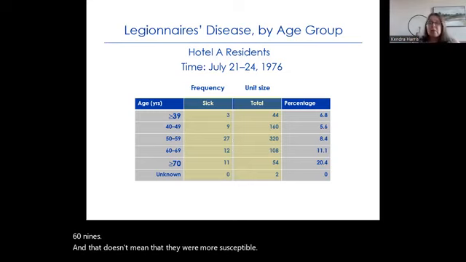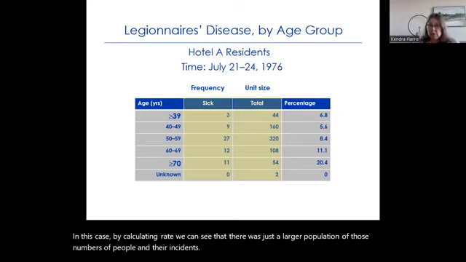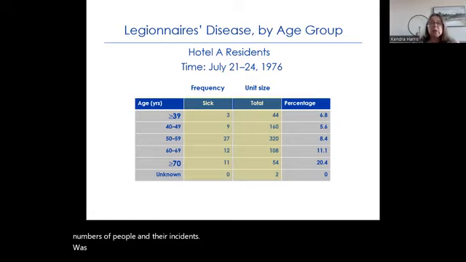In this case, by calculating rate, we can see that there was just a larger population of those people, and their incidence was actually lower than people who were 70 and older.